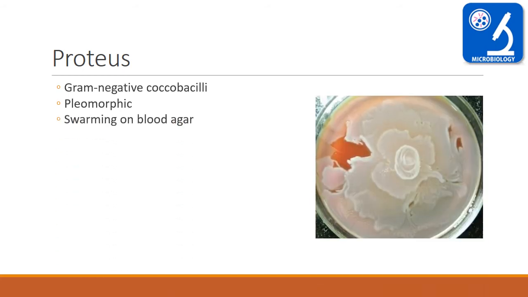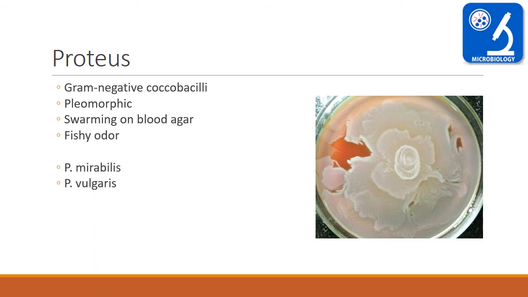Then the Proteus. Proteus is named after the Greek god Proteus, who was able to assume any shape. So it is a pleomorphic type of bacteria. It is also a gram-negative coccobacilli. It shows swarming on blood agar. You can see the swarm growth of bacteria on the blood agar. It can also give a fishy odor.